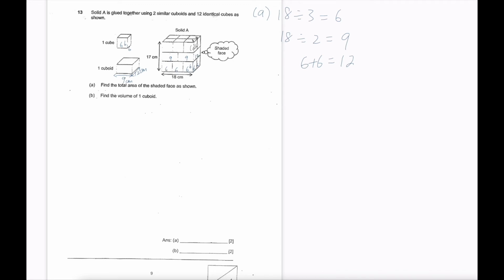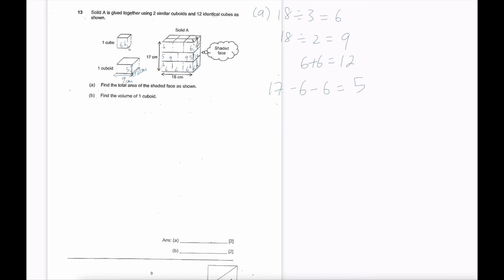So that means this is also 6, correct? So now let's find out what this is. We need to take 17 minus 6 and minus 6, which gives us 5. Because this is 6, that means this is 5. So my height of my cuboid is actually 5 cm. Got it? So now let's start finding the area of the shaded face.